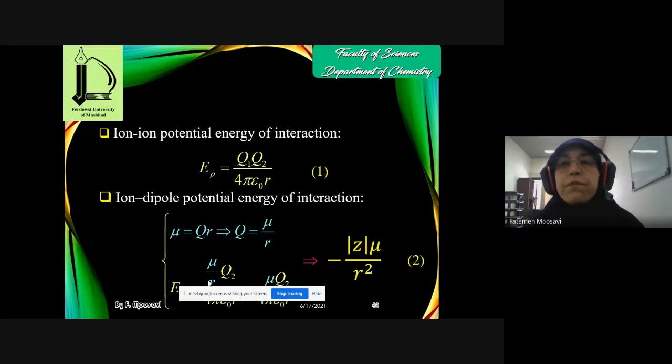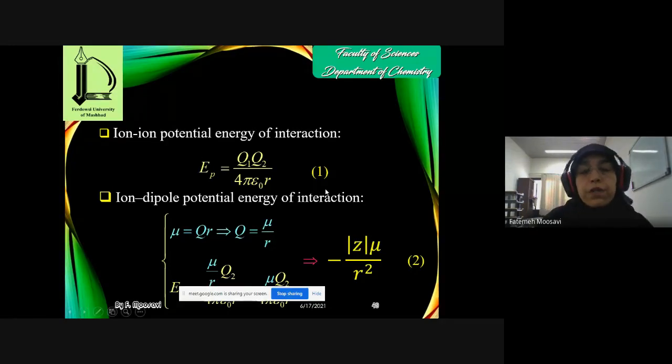In this equation, Z is the charge number of the ion, mu is the dipole moment of the polar molecule, and R is the distance between the particles that have interaction with each other. I mean, the full charge of ion and the polar molecule. You see that, according to equation number 1 and equation number 2, the interaction energy between the polar molecule and an anion changes more quickly with distance.